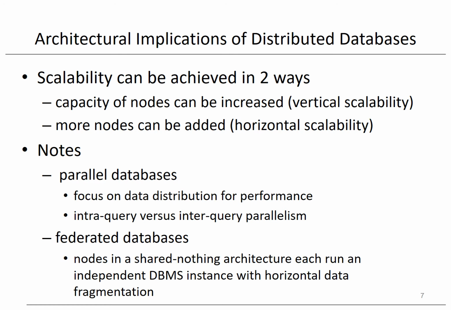Parallel databases can have a shared memory, shared disk, or shared nothing architecture. In what follows, we will use the broader term distributed database and will not use the term parallel database. Furthermore, it is worth noting that if the respective nodes in a shared nothing architecture each run an independent DBMS instance, and if the data are fragmented horizontally over these instances, the term federated database is often used.